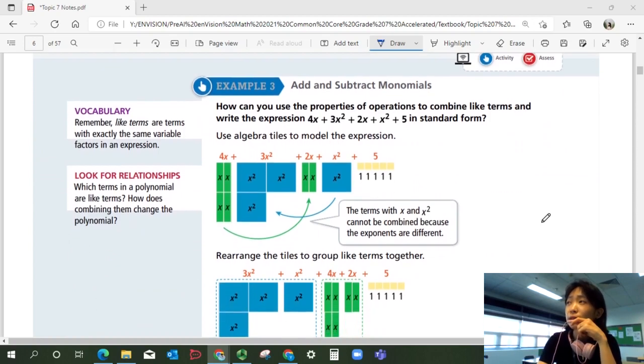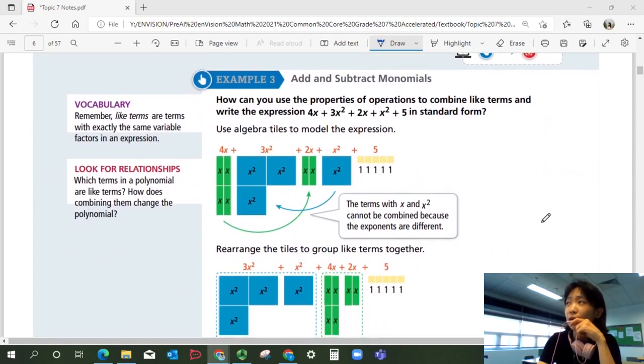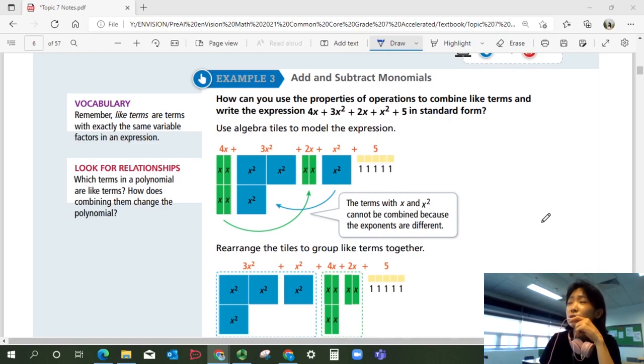How can you use the properties of operations to combine like terms and write this expression, 4x plus 3x squared plus 2x plus x squared plus 5, in standard form? You can also use algebra tiles to model the expression. So if you have the x tiles and the x squared tiles, whatever coefficient you have would be the number of that variable you would have, okay?